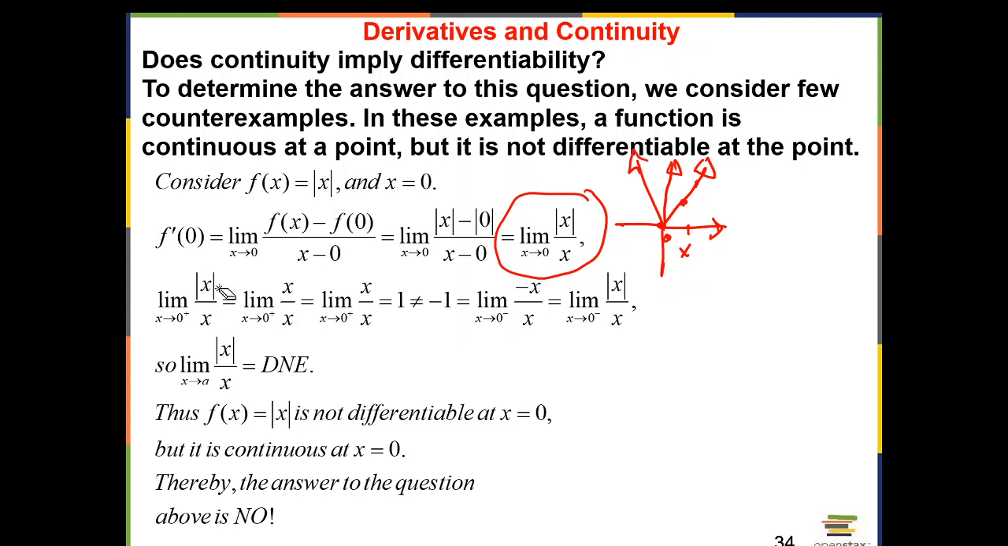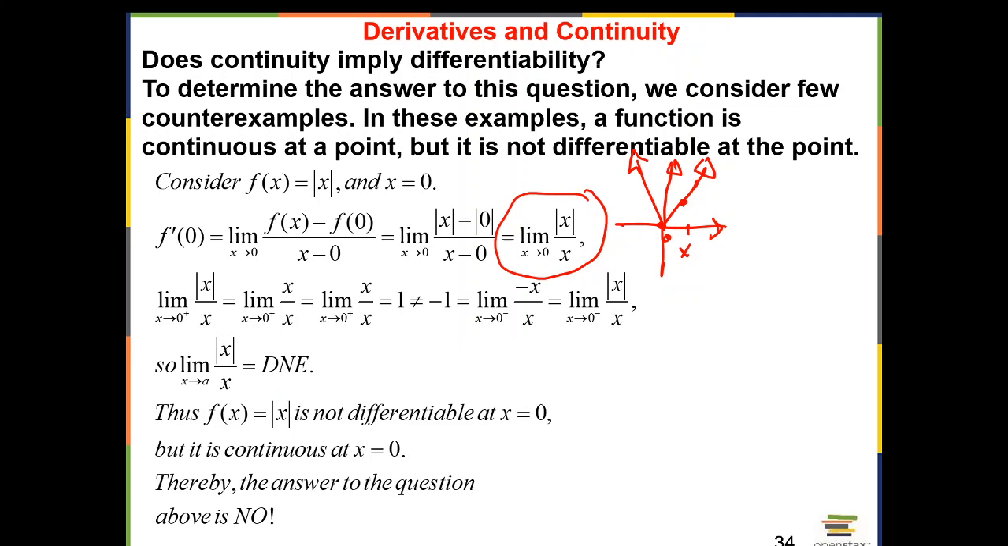absolute value of x would be just x from the right because you have positive numbers. And so we get x over x, which is just 1. And then from the left, it would be negative x. So that would be negative 1. So they're not the same. So that means this limit does not exist.